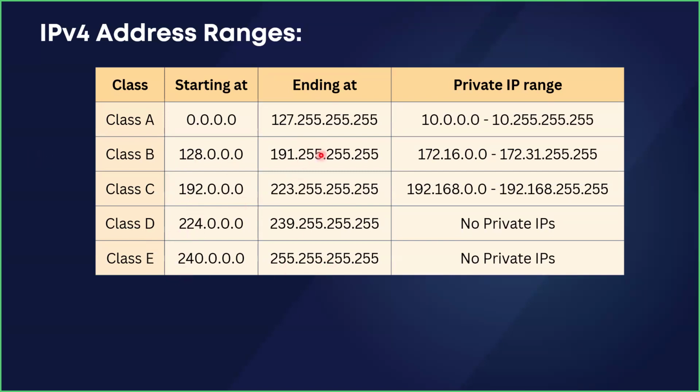Okay. And again, in each of these classes, you have a set of public IPs and a set of private IPs as well. So in Class A, between 0 and 127, there's a small range, 10.0.0.0 to 10.255.255.255. That's the private IP range in Class A. Any IP within that range is a private IP, and any IP outside that range is a public IP.